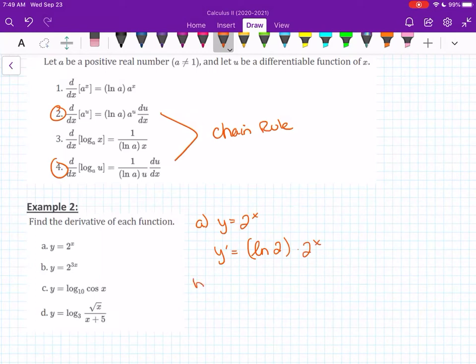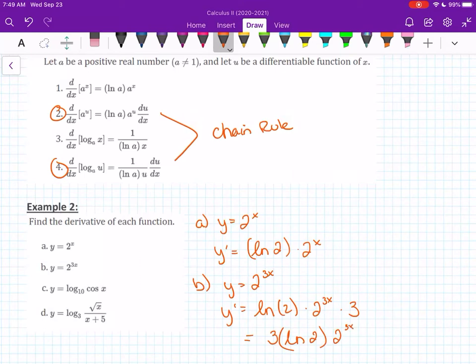Then for B, let's see here, B we have y equals 2 to the 3x, so y prime is going to equal the natural log of 2, because that's my base, times 2 to the 3x times the derivative of the exponent, which is 3, so that's chain rule. And when I rewrite that, typically we like to write constants in the front, so I have 3 natural log of 2 times 2 to the 3x.